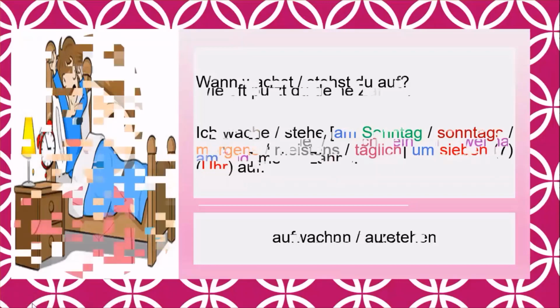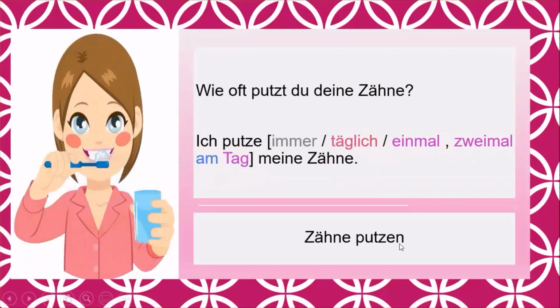Moving on. Zähne putzen, to brush the teeth. Wie oft putzt du deine Zähne? How often do you brush your teeth? Putzen means to clean, and it is a regular German verb that will have the conjugation like all regular German verbs. Ich putze immer meine Zähne. Ich putze täglich meine Zähne. Or ich putze einmal or zweimal am Tag meine Zähne. So always, daily, once or twice per day.